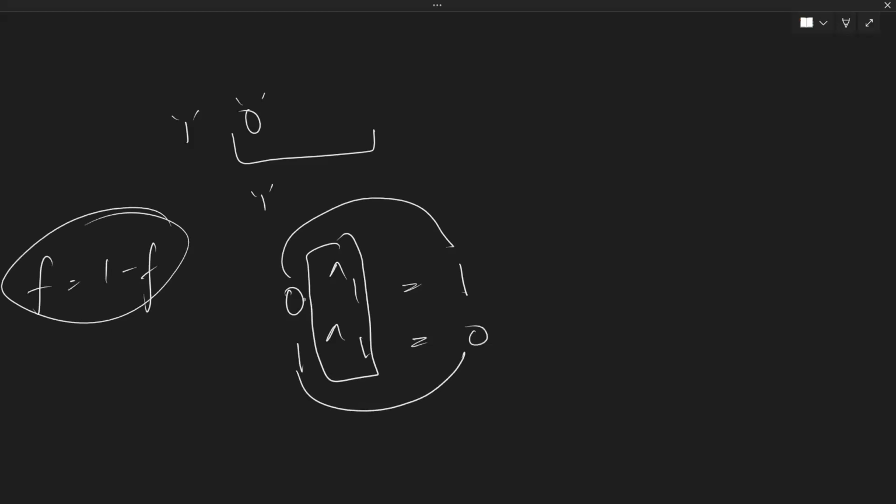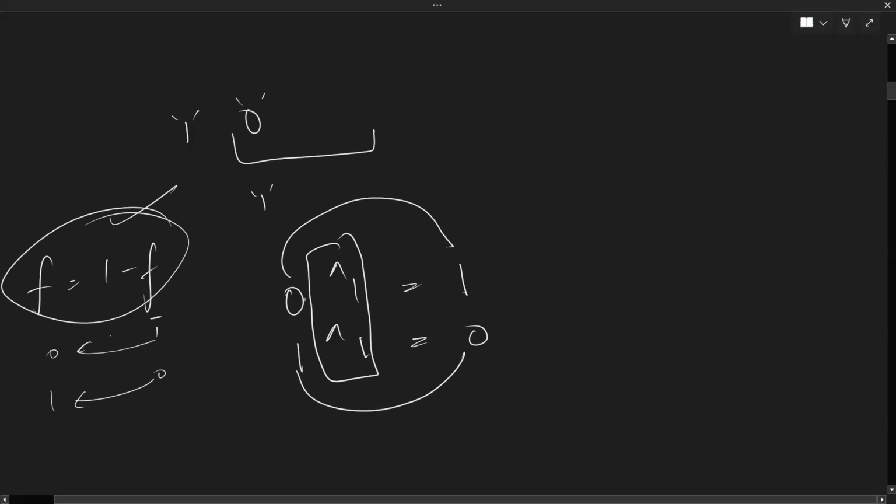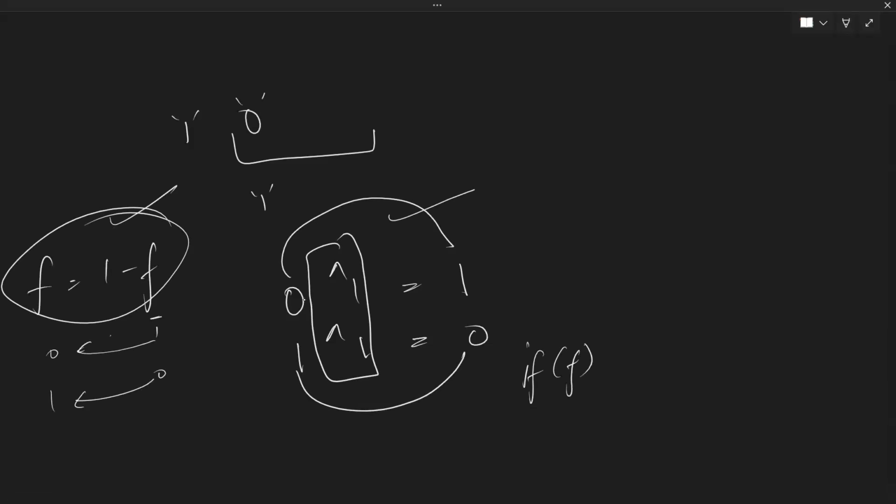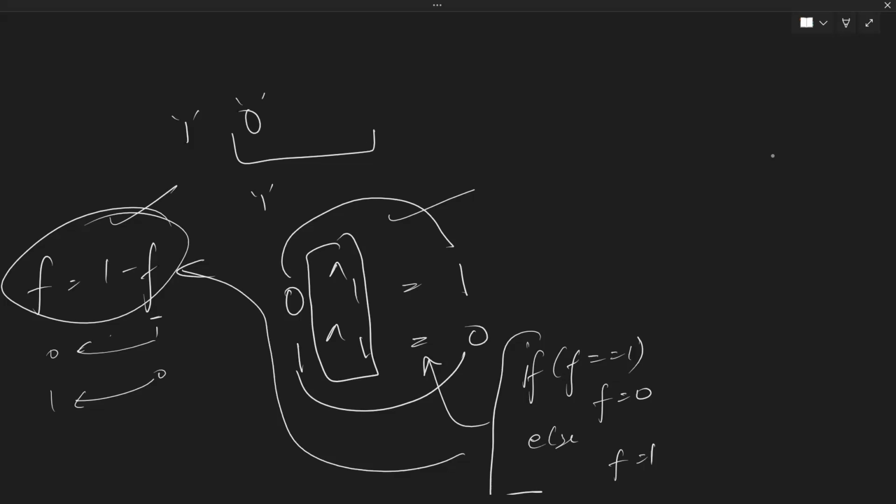This is also the same. When F is 1, you'll get 0 this side. If F is 0, you'll get 1 this side. You can either do this or this. There are many ways to do this. The classical way is to check if F is equal to 1, then make F 0, else make F 1. So in place of this, either you can take XOR, or just write this condition. Is it clear?